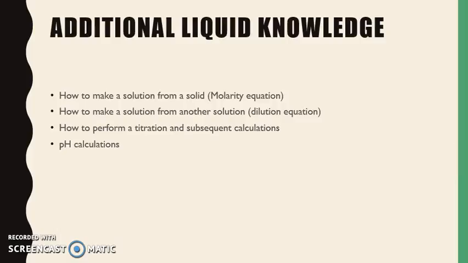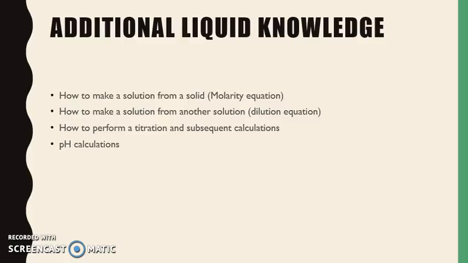Additional knowledge that you're really going to need when you go through your liquid unit, or when you're reviewing your liquid concepts: you should remember how to make a solution from a solid, and that's just an application of the molarity equation. Usually you're told, I would like 1.5 liters of a 3 molar solution. So you plug that into molarity equals moles divided by liters, and then solve for the moles. And of course you can convert those moles back into grams. You could go get the grams, mix up your solution, everybody's happy.